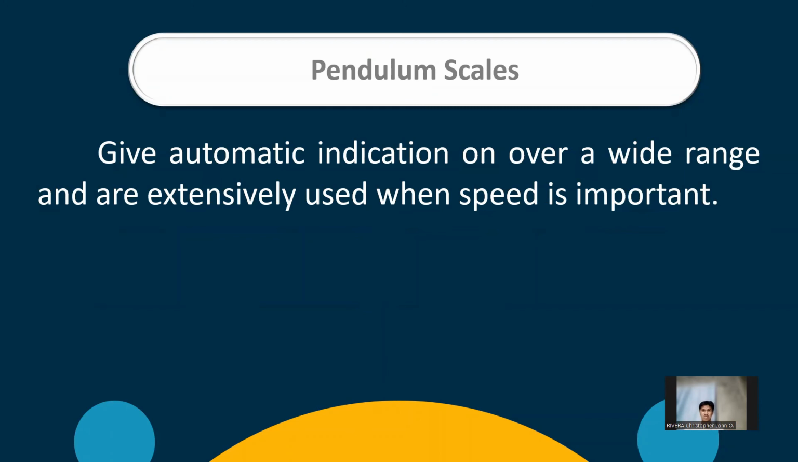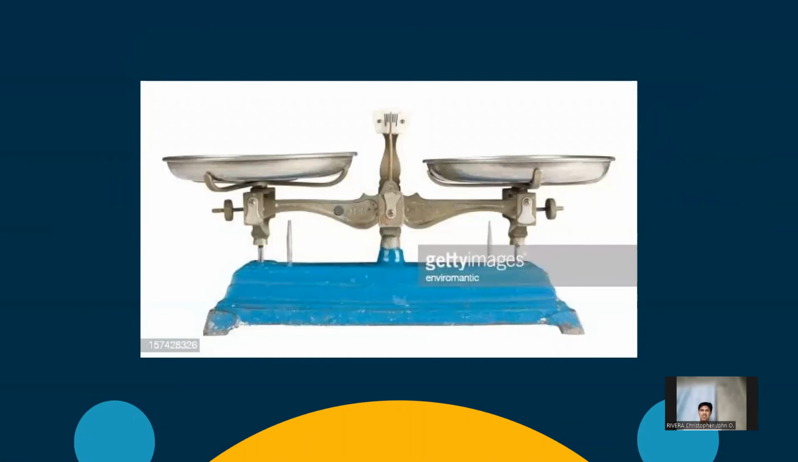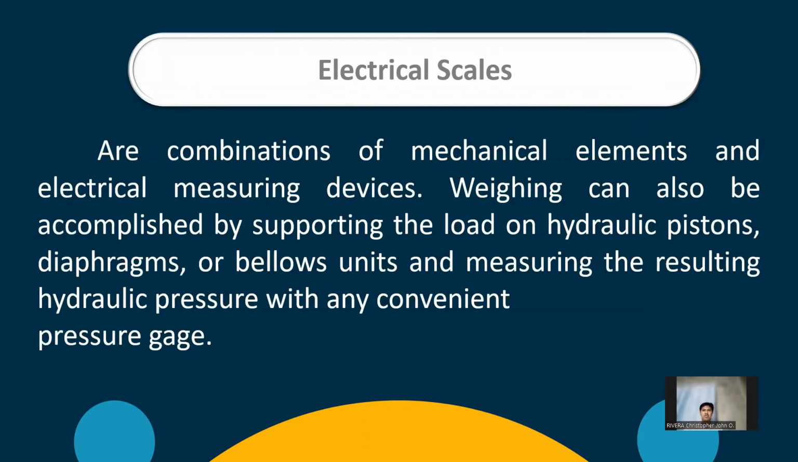Pendulum scales give automatic indication over a wide range and are extensively used when speed is important. That is how it looks. Sometimes it is also called an equal arm balance. It is usually used for weighing coins, gold, and silver.